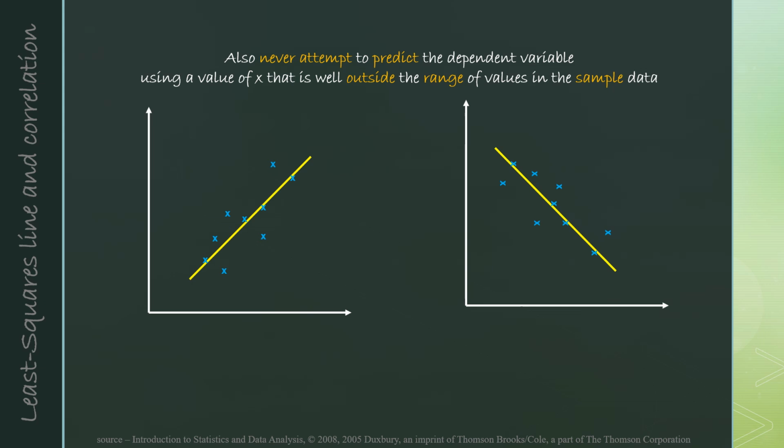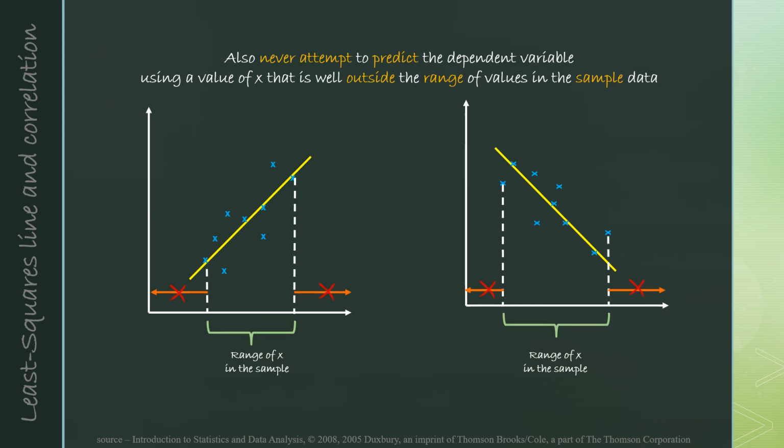Also, never attempt to predict the dependent variable using a value of x that is well outside the range of the values in the sample data. The fit and the linearity of the regression line is not guaranteed outside this range.